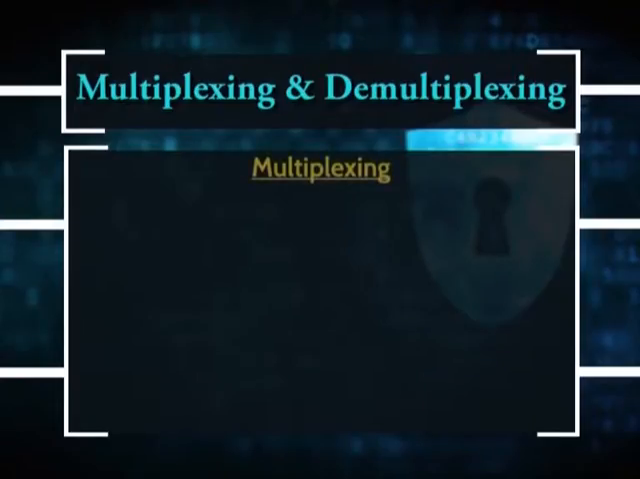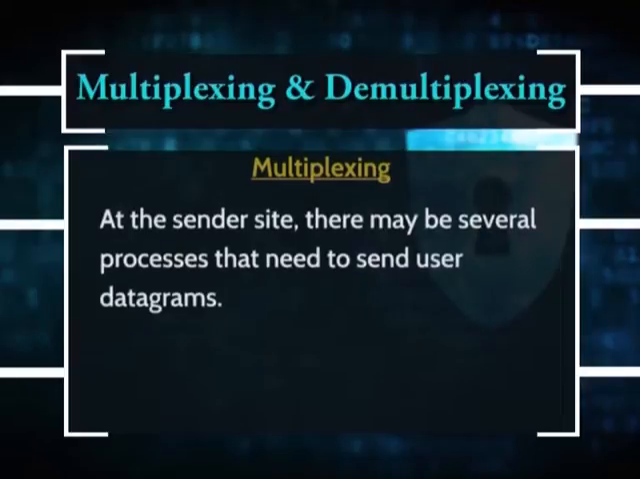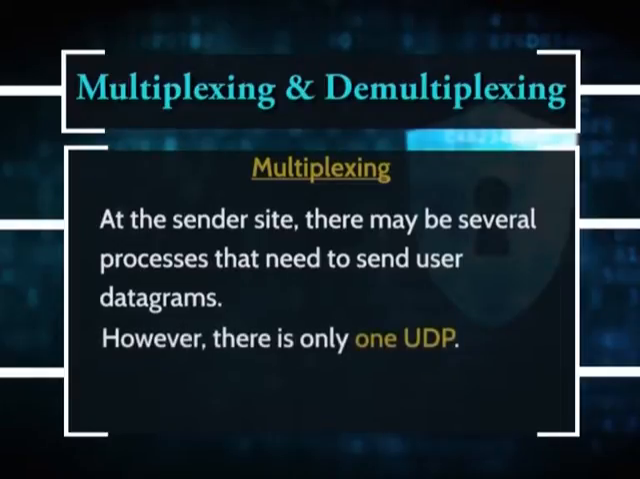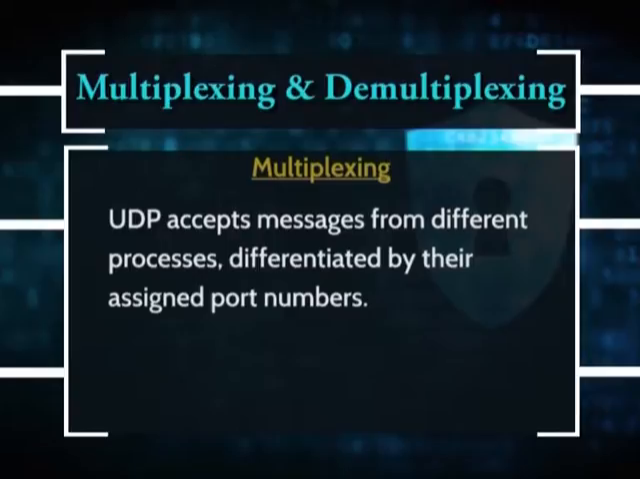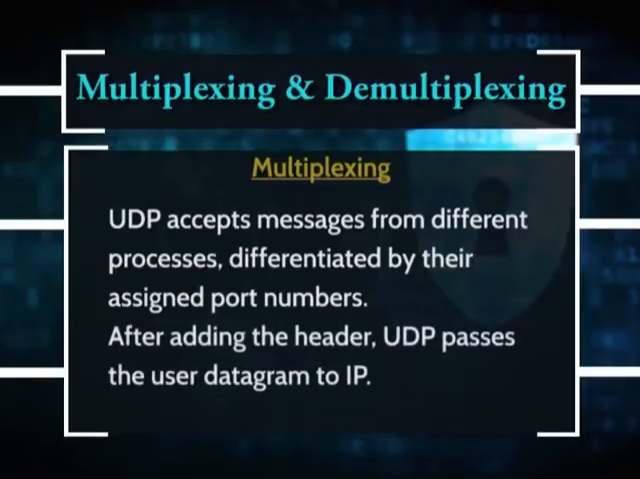First, multiplexing. At the client side, there may be several processes that need to send user datagrams. However, there is only one UDP. This is a many-to-one relationship and requires multiplexing. UDP accepts messages from different processes differentiated by their assigned port numbers. After adding the header, UDP passes the user datagram to IP.